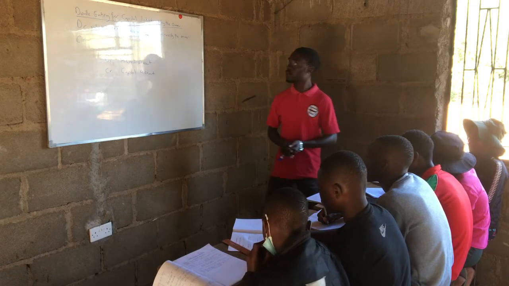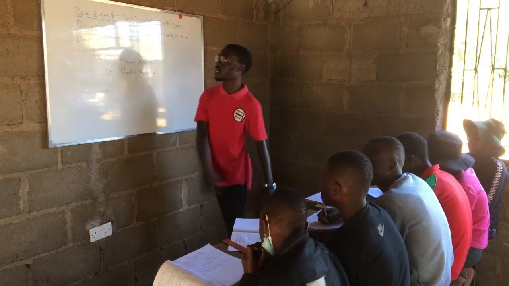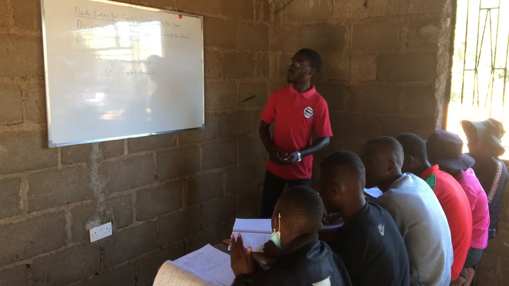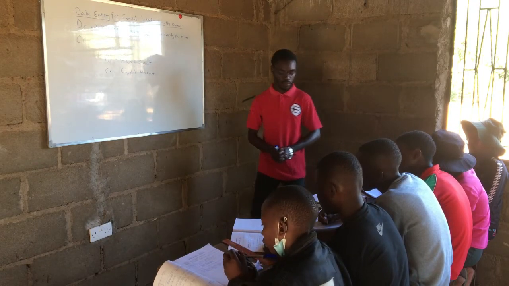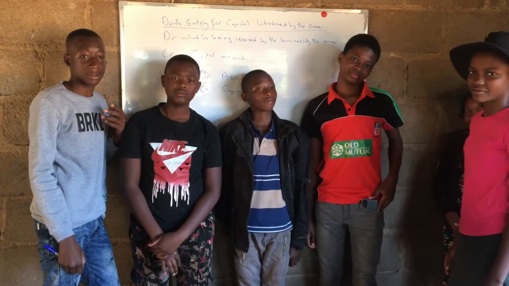So let's try to work it out and see what the double entry for capital introduced by the owner looks like. Let's do that.